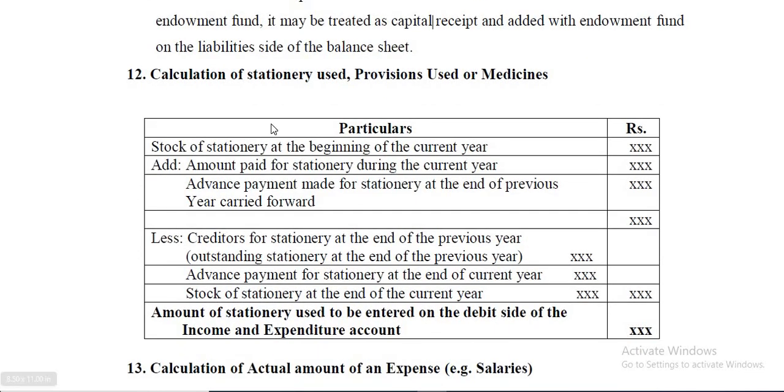Now let us see the treatment of certain items. For example, calculation of stationery used and provisions used or medicines used. How they are going to be shown. Let us take one example of stationery used.